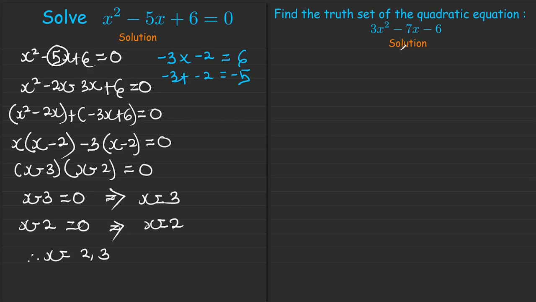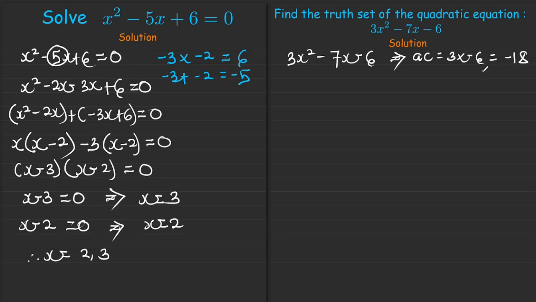It says find the truth set of the quadratic equation 3x squared minus 7x minus 6. So we have 3x squared minus 7x and then minus 6. And you realize that this time around the coefficient of x squared is not 1, but then it's what? 3. So we need to multiply our a by our c. And that is 3. So ac becomes what? 3 times negative 6. 3 times negative 6 gives us a negative 18.